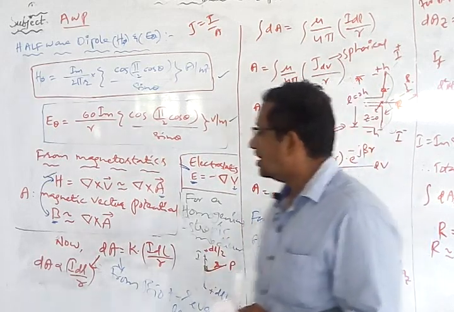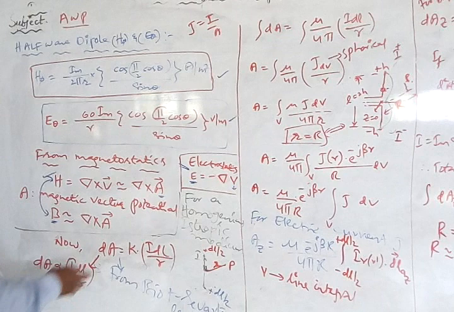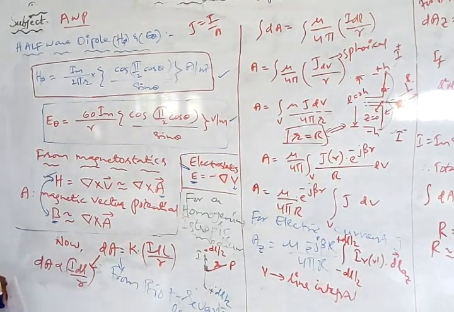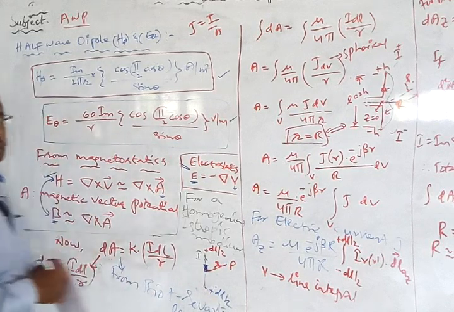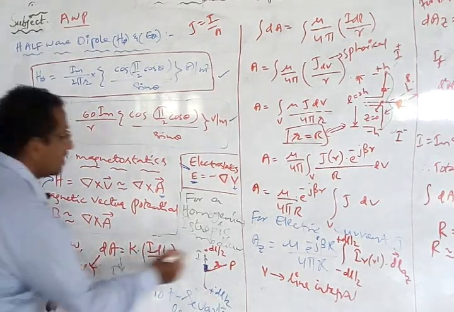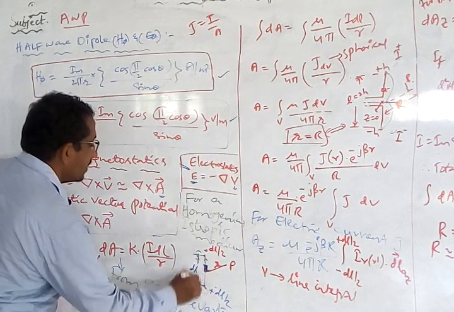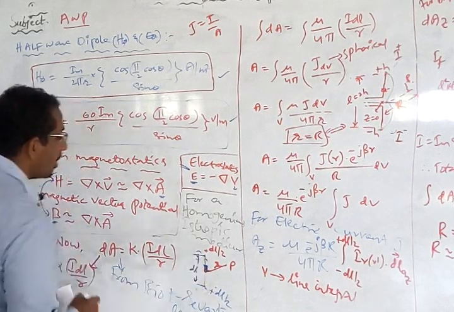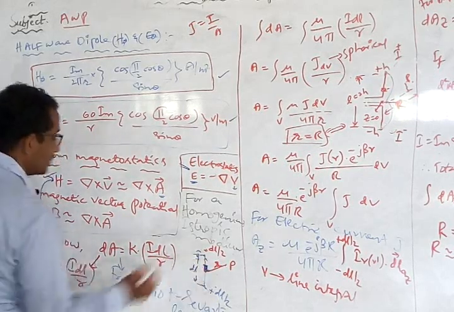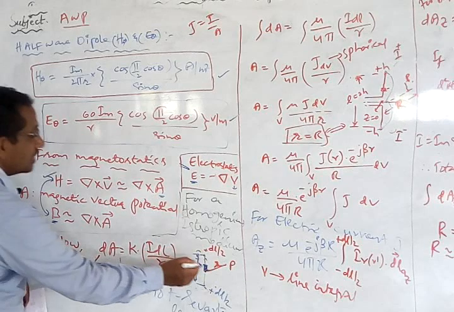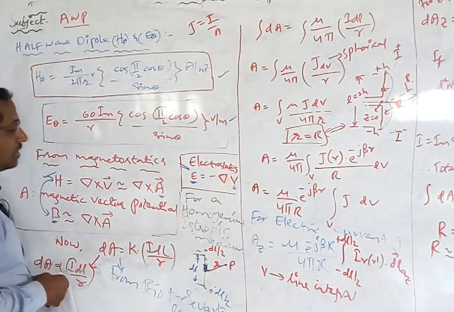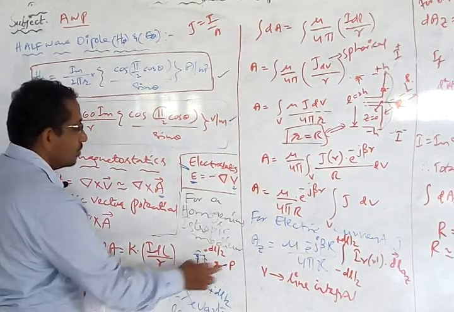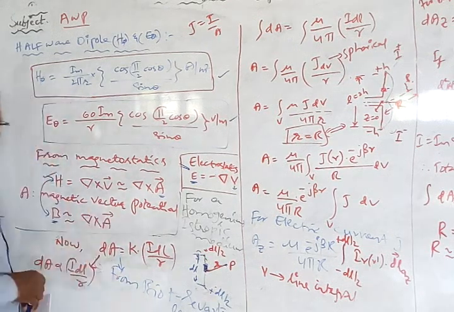When you consider a lossless medium, using the Biot-Savart law, we have the differential magnetic vector potential directly proportional to I dL by R, where dL is the differential length component and I is the current flowing through this infinitesimally small component, which is nothing but I into dL. This becomes a source of radiation towards a point P. For example, the antenna is radiating from this point towards the direction called P.